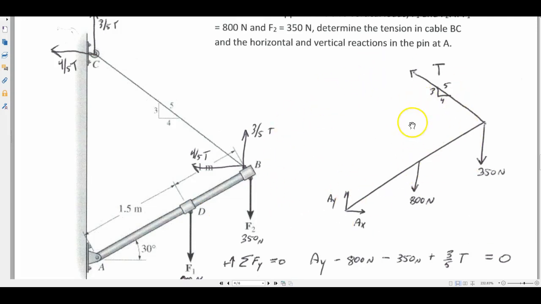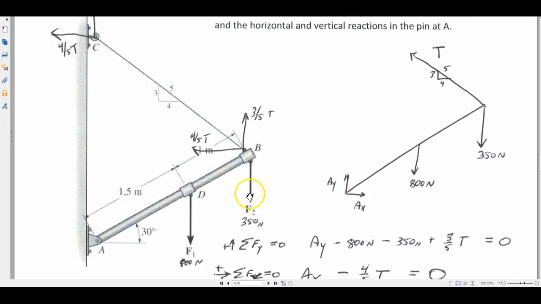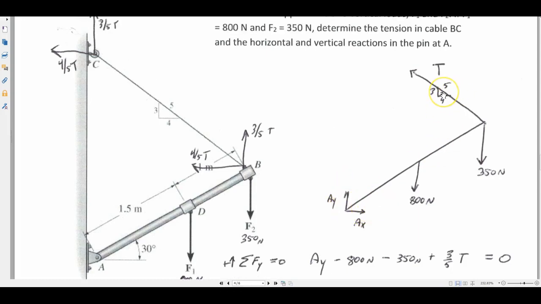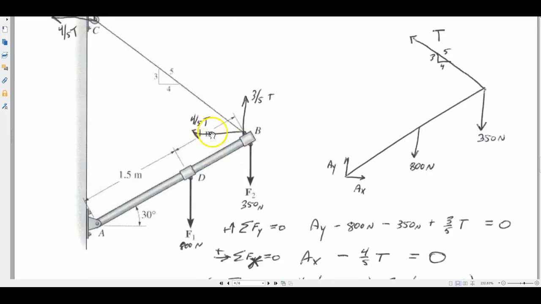This is a 2D problem, and so generally the best way to do it is to break it up into components. The easy part is that forces F1 and F2 are just straight down, so that's very simple. And reactions at AX and AY, you just draw them like that. The other thing I would recommend is to break the tension T up into components: 4/5 T to the left and 3/5 T up. That'll make life a lot easier, breaking this angle into components that are pure left, right, and pure up, down, pure X, pure Y.